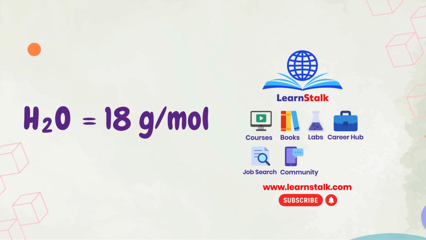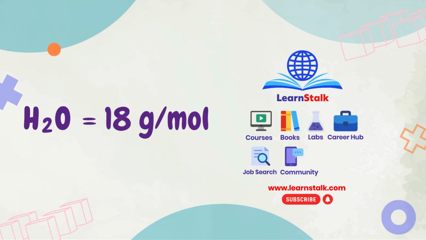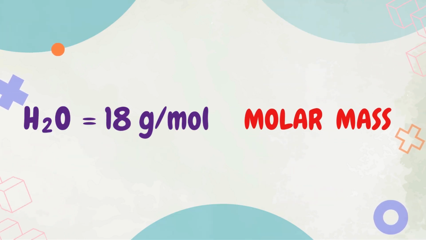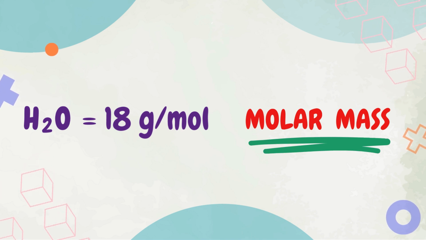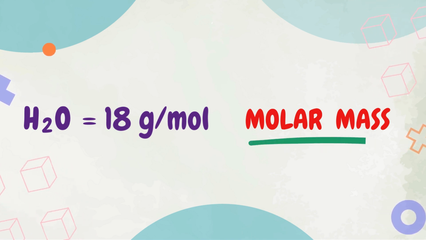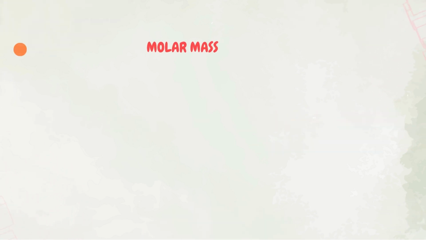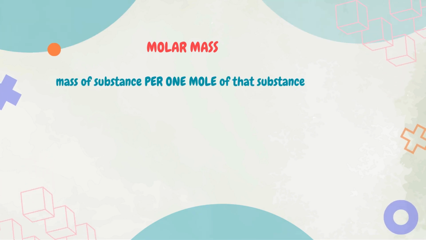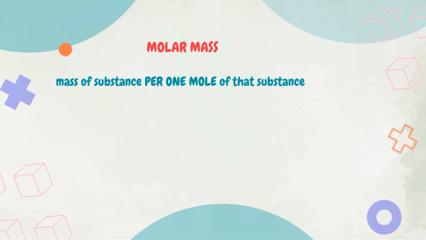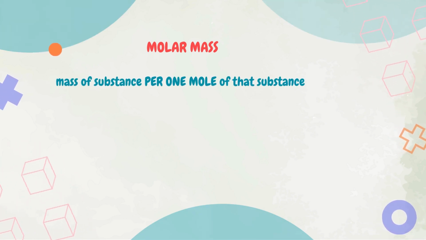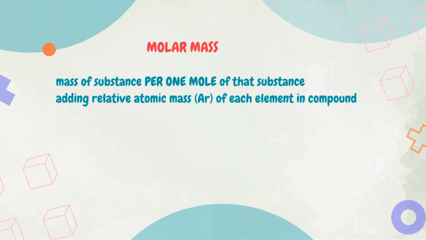Ever wondered how scientists know the exact weight of molecules you can't even see? Let's uncover the hidden math behind every chemical formula, the secret of molar mass. Molar mass is defined as the mass of a substance per 1 mole of that substance. The molar mass of a substance is calculated by adding the relative atomic mass of each element in a compound.